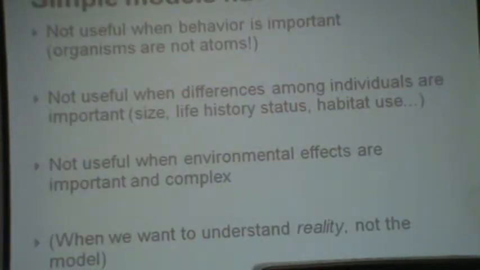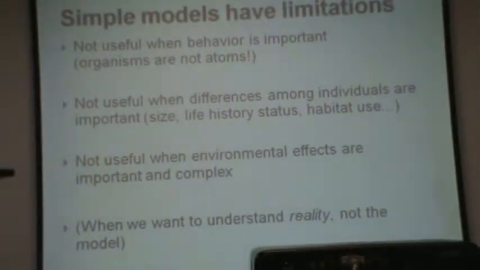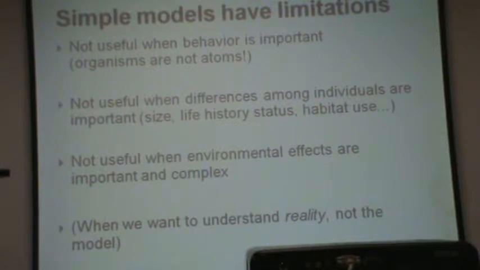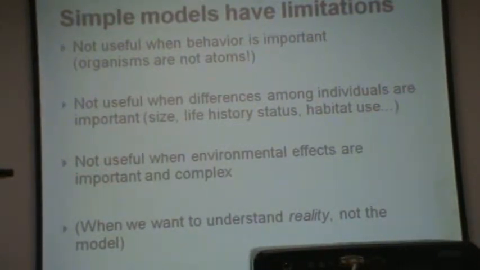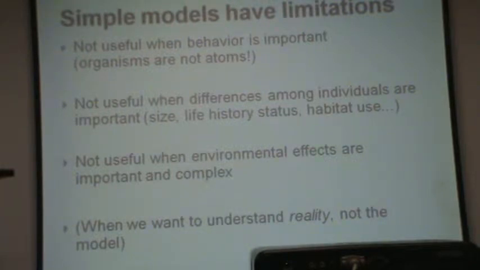But these kinds of models have important limitations. They're not useful when behavior of the individuals is important. So these kinds of models might be very good if animals or plants were just like atoms and followed simple rules of physics, but instead they have behavior. They make decisions in response to their conditions.